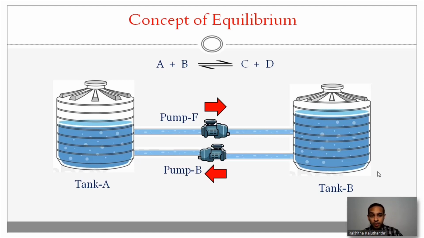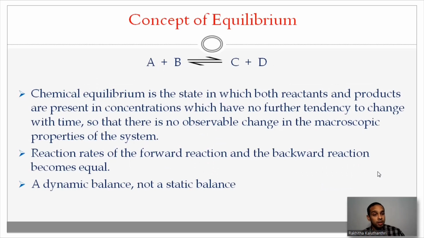So let's take a look at the definition of chemical equilibrium. Chemical equilibrium is a state in which both reactants and products are present in concentrations which have no further tendency to change with time, right? So that there is no observable change in macroscopic properties of the system.